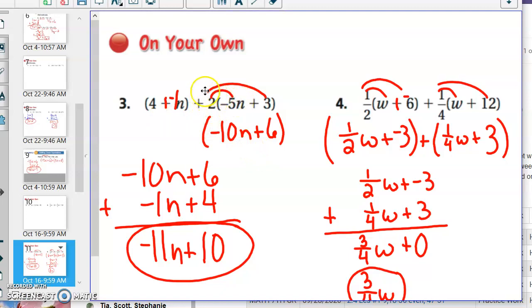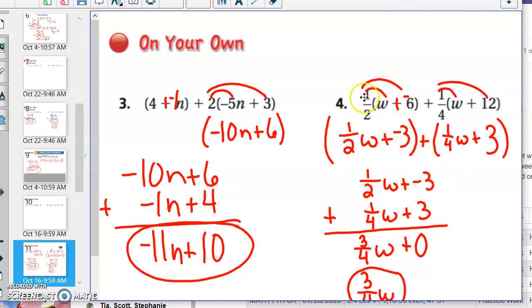So first thing I had to do was distribute the 2 into both of those to get this answer, and then plus a negative 1 here. Now when I write these two vertically, I have to make sure I put the n's right next to each other and the whole numbers next to each other. So that's why I write it as add the opposite, so that way I can use the commutative property to rearrange those two. Then I just add them together and I get negative 11n plus 10.